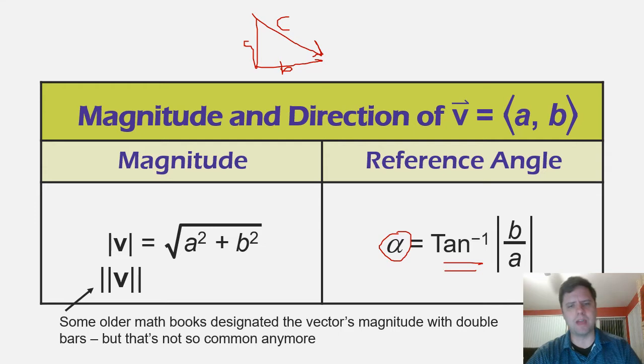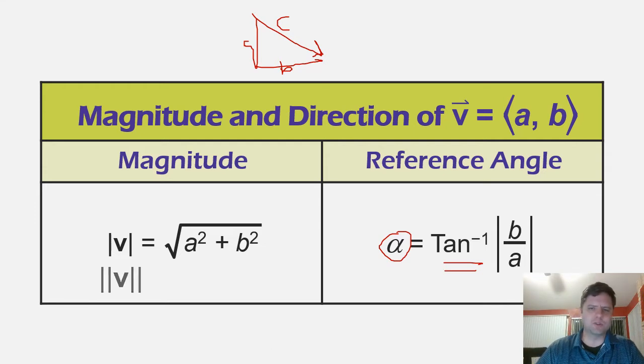By the way, some older math books have designated the vector's magnitude with double bars. So instead of it being just single bars, they did double bars, but typical form today is to just show it like this with just single bars around it. That means the magnitude of vector v.